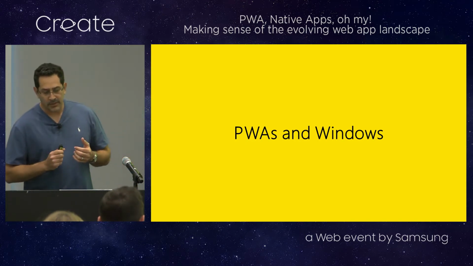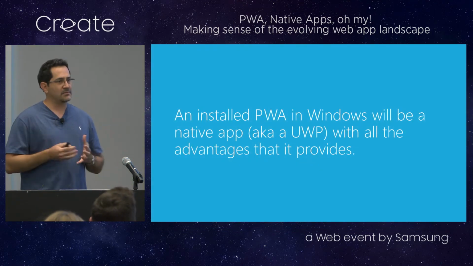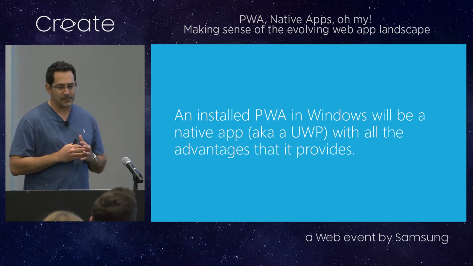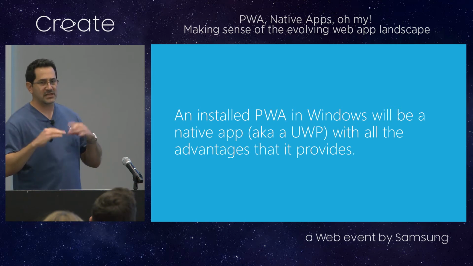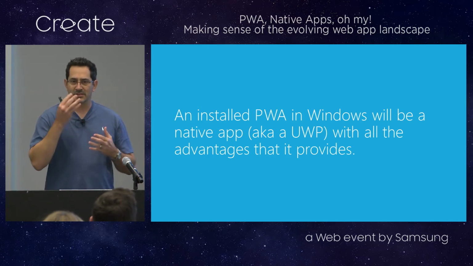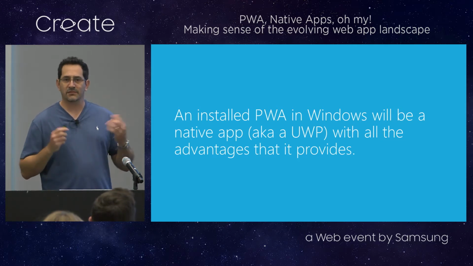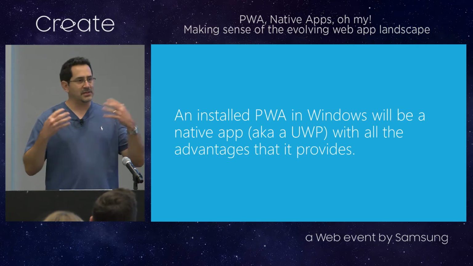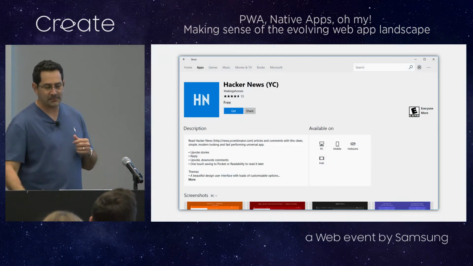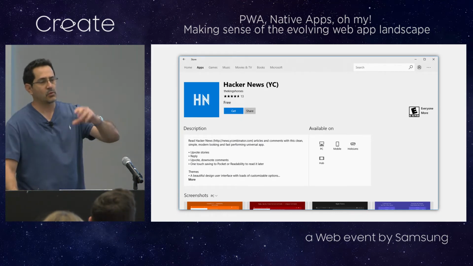And so, when you install a progressive web app, even though it's built on web technologies, we still see this as a universal Windows platform app with all the advantages that you might expect from that type of application. Having low-level file access, having device integration capabilities through the Windows runtime APIs. Those are things that we feel are important to giving the flexibility and power to developers to build really delightful experiences. And so when you look at something like Hacker News, which is on our store, this is a PWA that's installable.